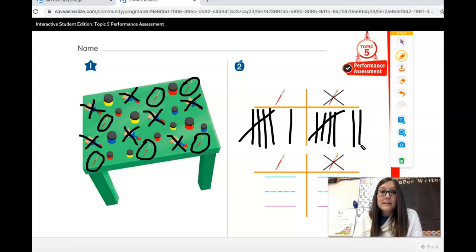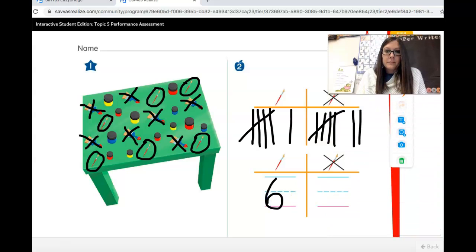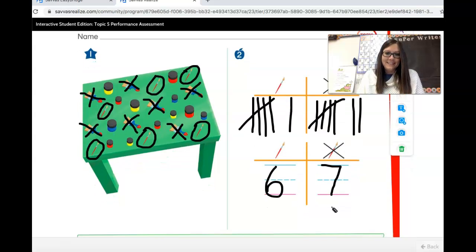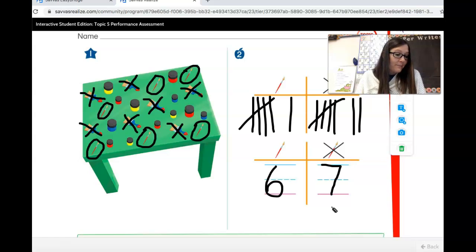All right, let's count to make sure we got them all. 5, 6. Let's write the number 6. Let's count the not littles. 5, 6, 7. There we go. 6 littles and 1, 2, 3, 4, 5, 6, 7 not little. Very good. That's really tricky. You guys are doing so great.